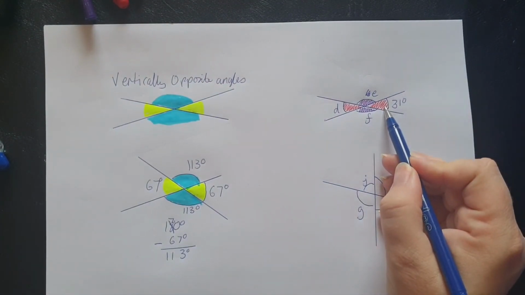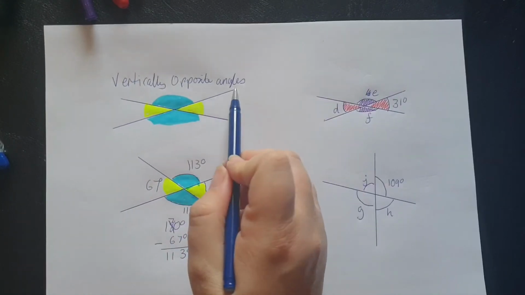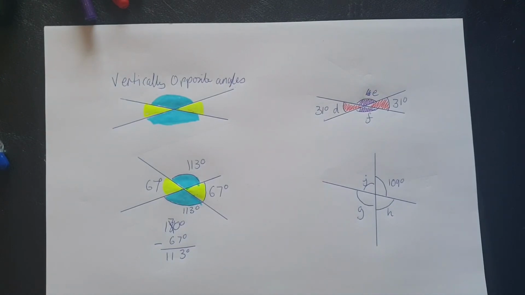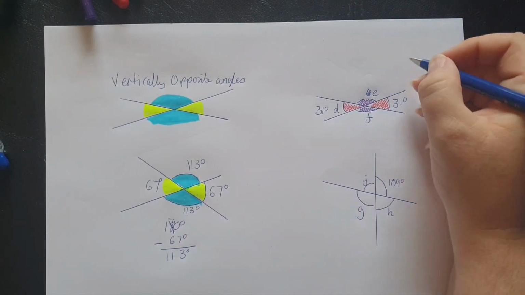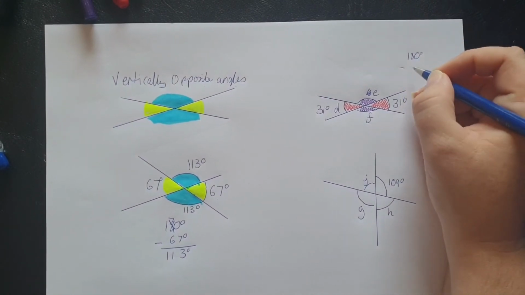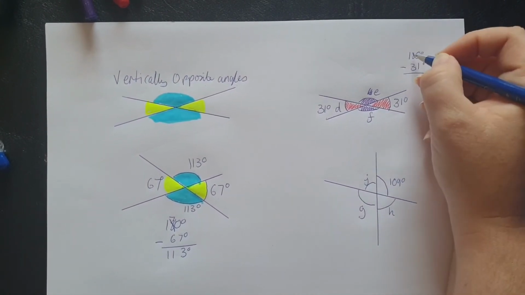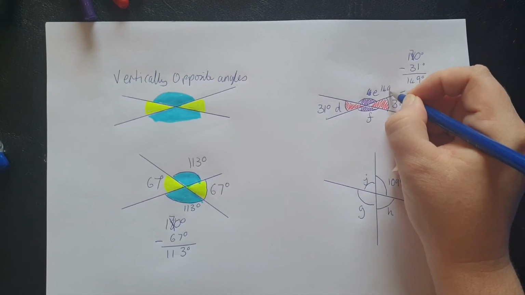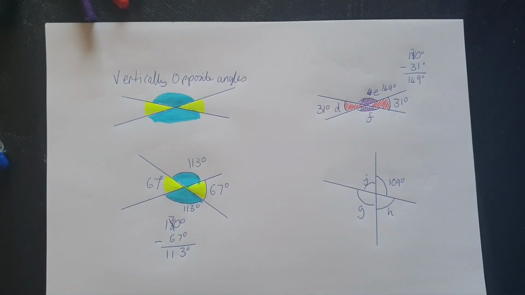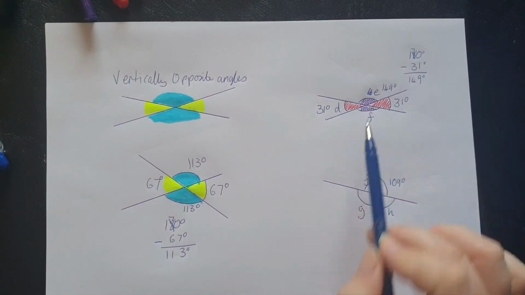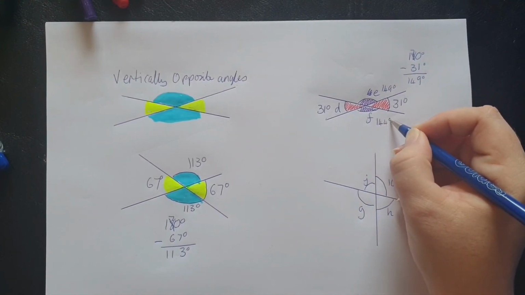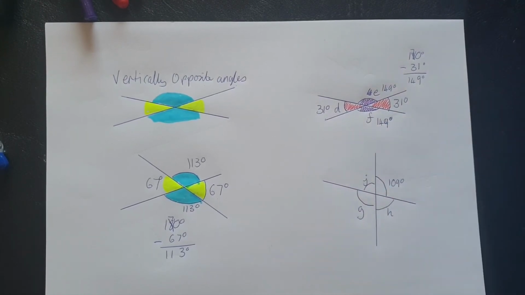So if that is 31, D is the vertically opposite angle, therefore this must also be 31 degrees. I know this is a straight line, so if I take the 180, take away 31 degrees, therefore that must be 149 degrees. Following this, those two angles are vertically opposite, so this one must also be 149 degrees.